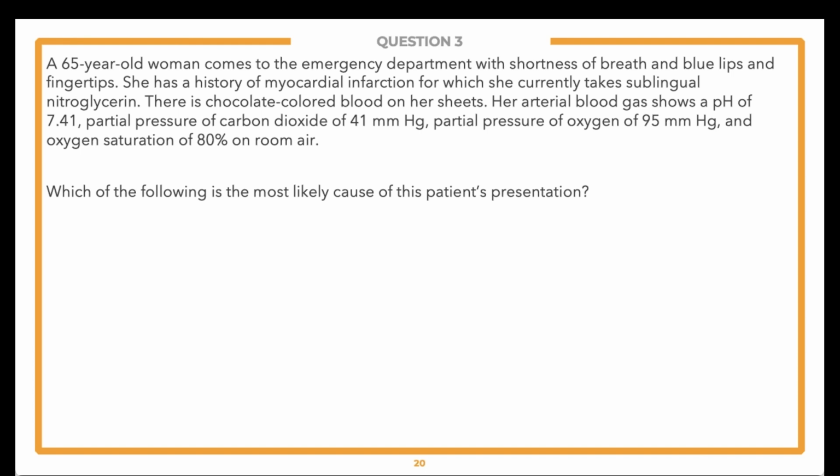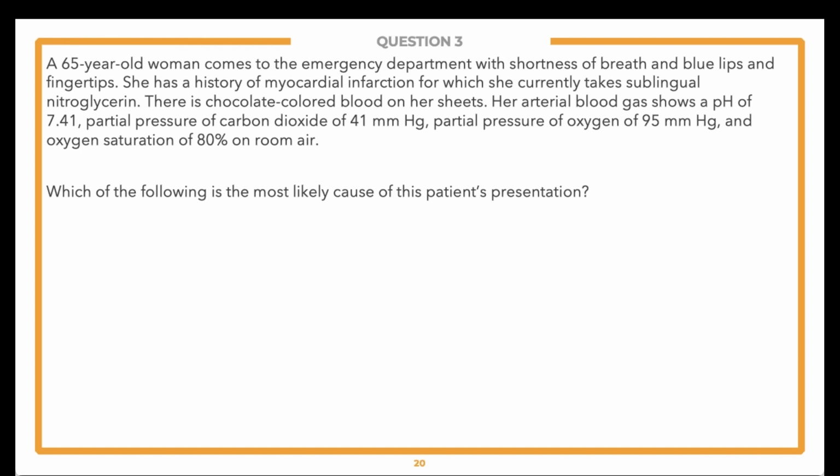A 65-year-old woman comes to the emergency department with shortness of breath and blue lips and fingertips. She has a history of myocardial infarction, for which she currently takes sublingual nitroglycerin. There is chocolate-colored blood on her sheets. Her arterial blood gas shows a pH of 7.41, partial pressure of carbon dioxide of 41, partial pressure of oxygen of 95, and oxygen saturation of 80% on room air. So again, which of the following is the most likely cause of this patient's presentation?